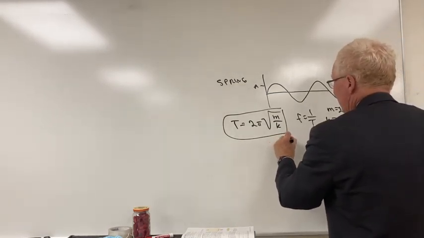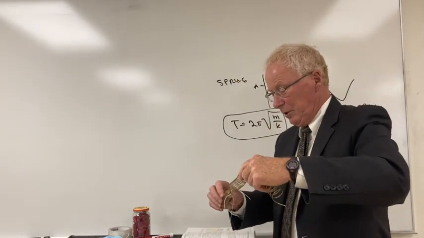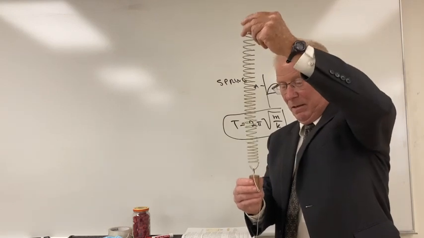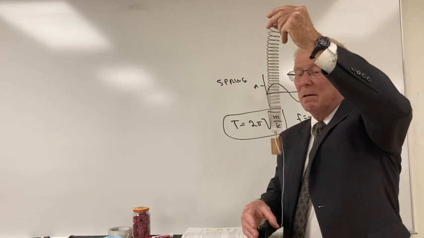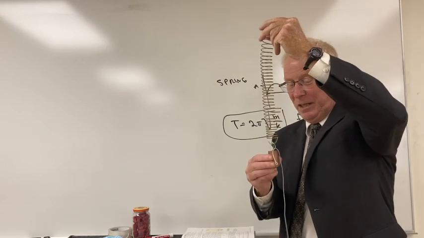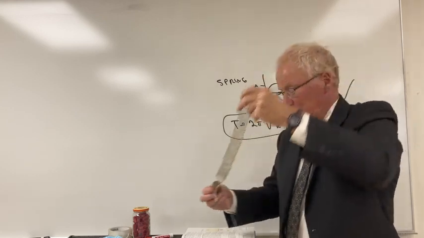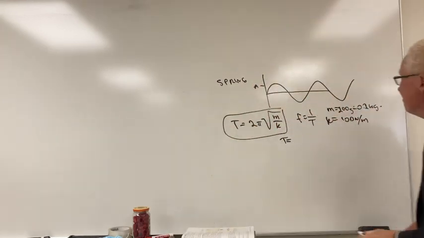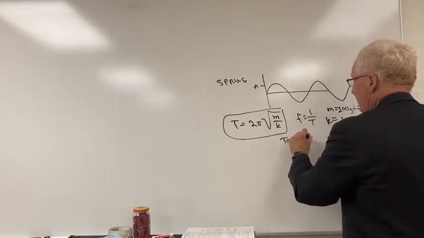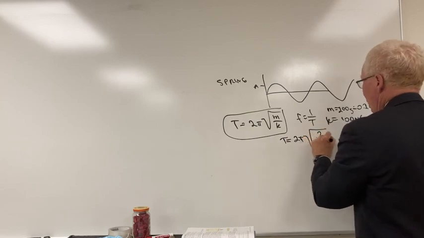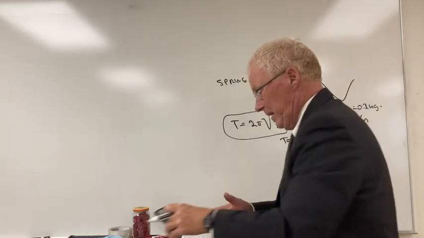The period, as we saw, is relatively quick, so I'm trying to estimate this. Period is probably half a second. And again, the period is the time for up, down, back up every time. So probably about half a second. Well, let's see with this crude example. So that'd be 2 pi times the square root of 0.2 over 100.